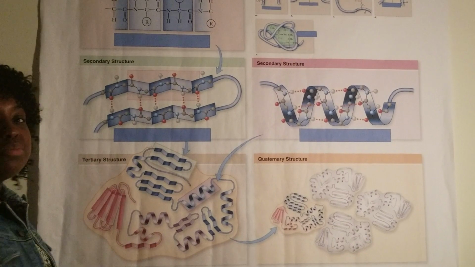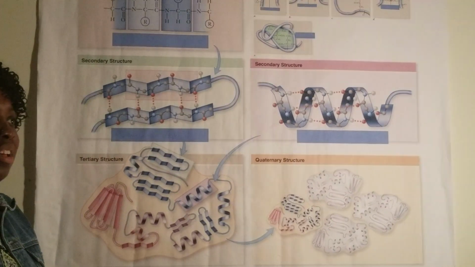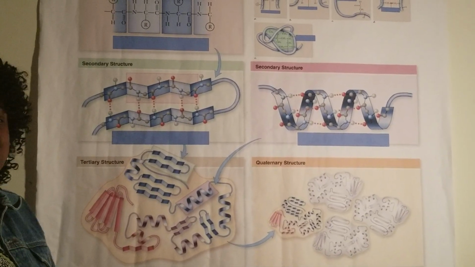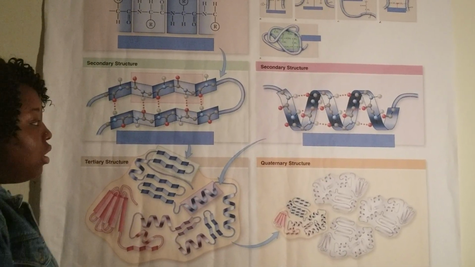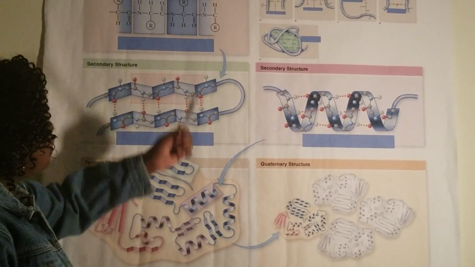The R groups are usually like hydrogen, it could be just a hydrogen, or it could be hydrogen bonded to oxygen, carbon double bonded to oxygen, things like that. So that's just like a placeholder.